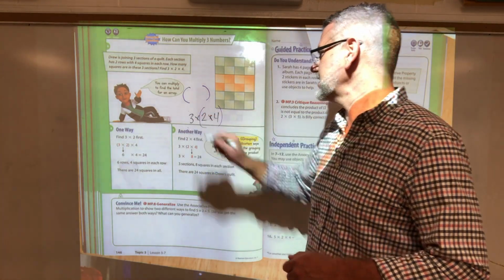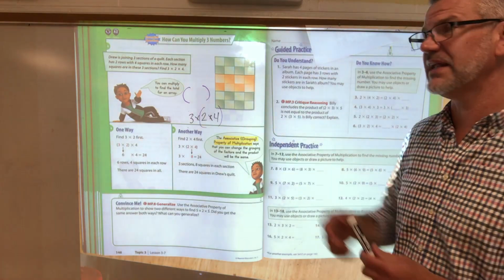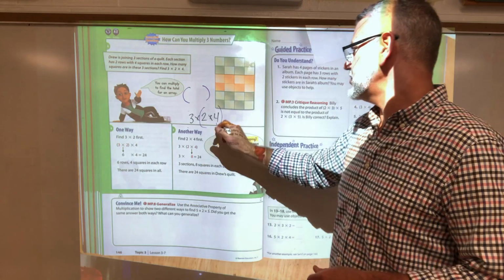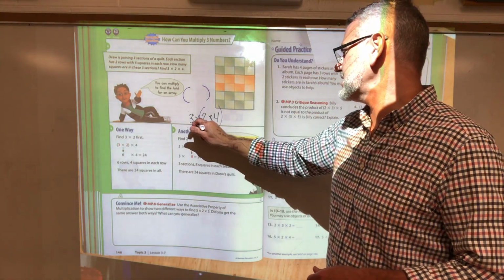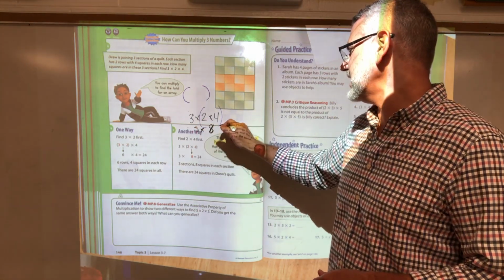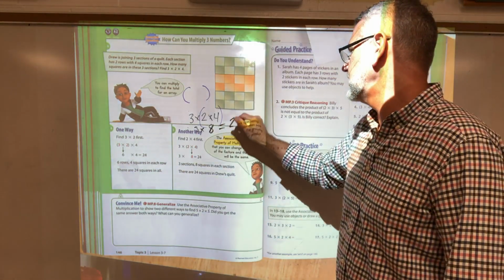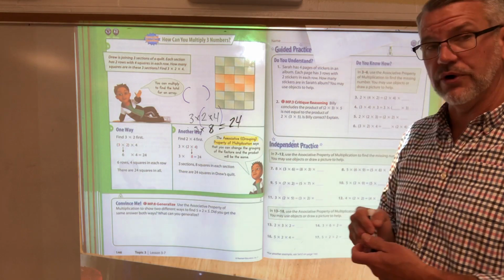It doesn't matter. You'll get the same answer. So we'll look at it like this. You always do what's inside the parentheses first. So 2 times 4 is 8. And now you basically have 3 times 8. And if you remember from the page before, 3 times 8 is going to be 24.